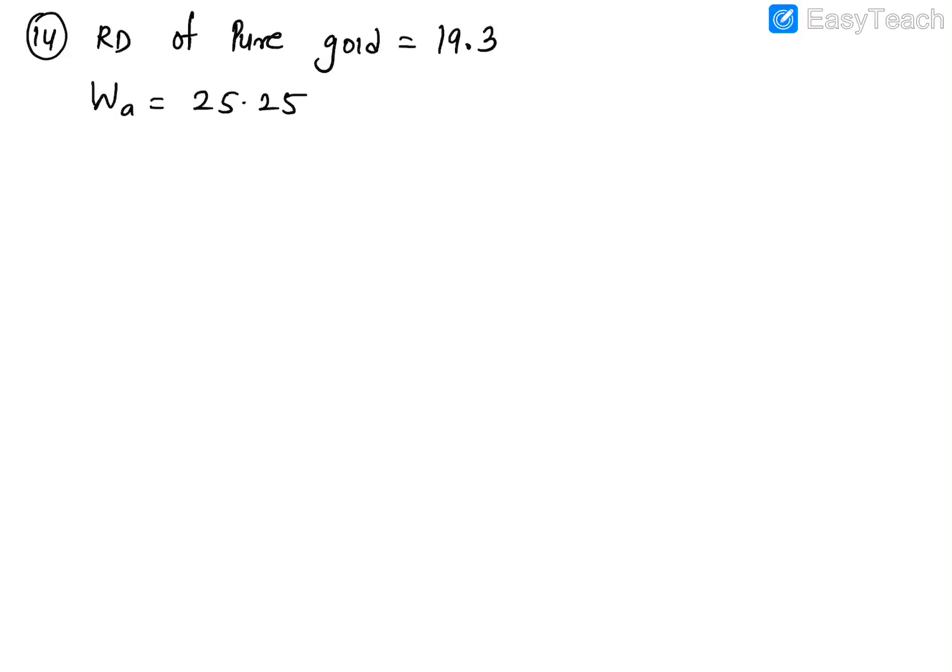Then problem number 14. In the 14th problem, it's given that a jeweler claims that he makes ornaments of pure gold of RD 19.3. So RD of pure gold is 19.3. Then he sells a bangle which weighs 25.25 gf to a person. So the weight of the bangle is 25.25 gf.